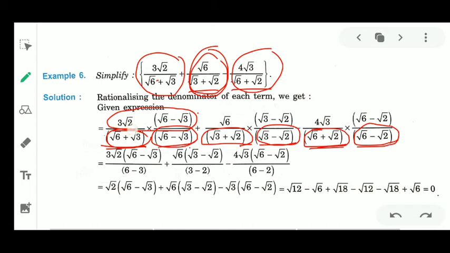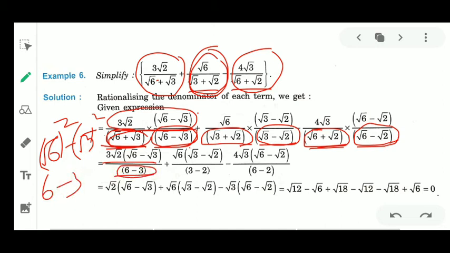3 root 2 multiplied by root 6 minus root 3. Clear? Moving to the denominator, root 6 plus root 3 multiplied by root 6 minus root 3. This is in the form of a plus b into a minus b, so we have to find a square minus b square. So root 6 square minus root 3 square. That is in the form of a square minus b square. Square and root will be cancelled. So 6 minus 3. Clear?